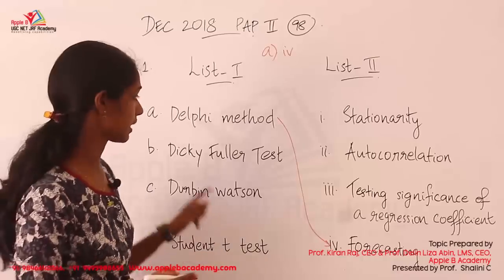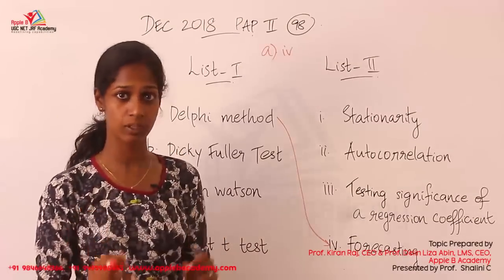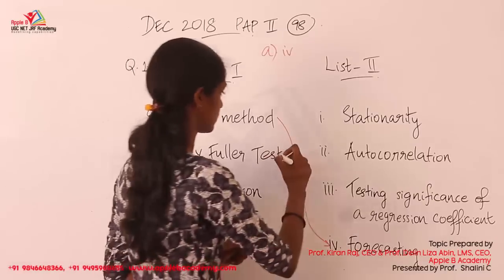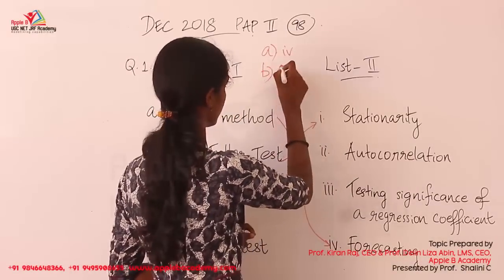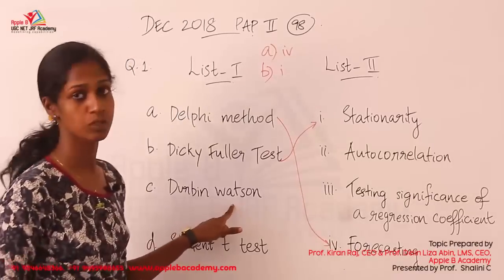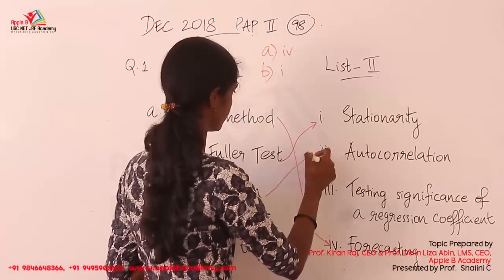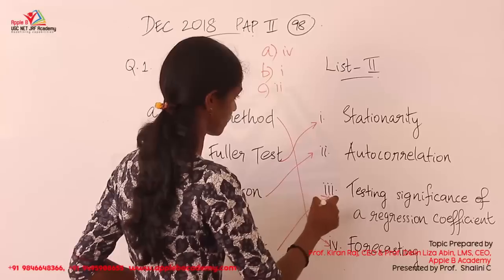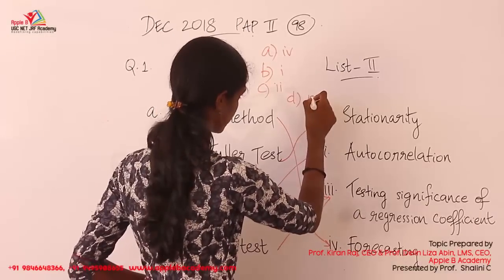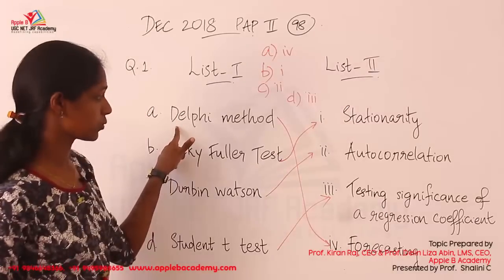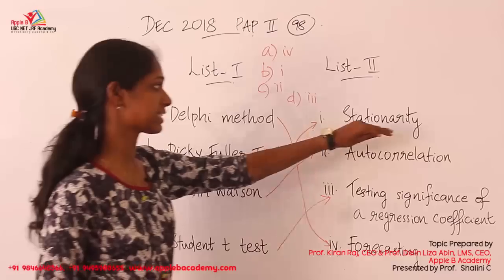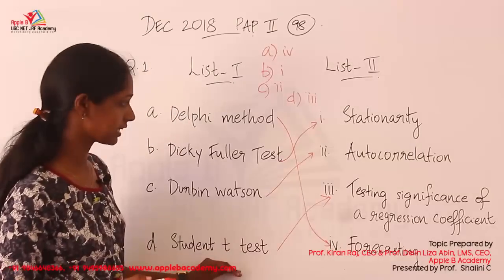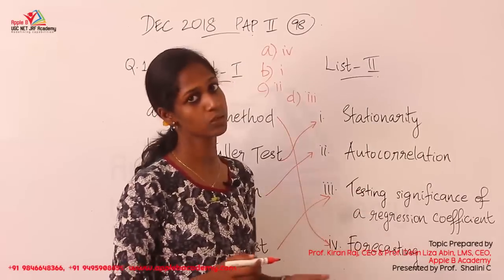Dickey-Fuller test, we already discussed in time series, is used for stationarity. Dickey-Fuller test and unit root test are both used to detect stationarity. So B is 1. Durbin-Watson is the test used for autocorrelation, so C would be 2. And student's t-test is for testing the significance of a regression coefficient, so D will be 3. So Delphi method is used for forecasting, Dickey-Fuller test is used to detect stationarity, Durbin-Watson is used for autocorrelation, otherwise called serial correlation, and student's t-test is used for testing the significance of a regression coefficient.